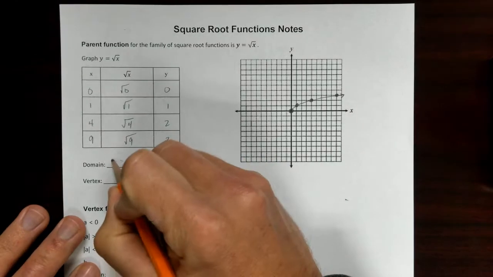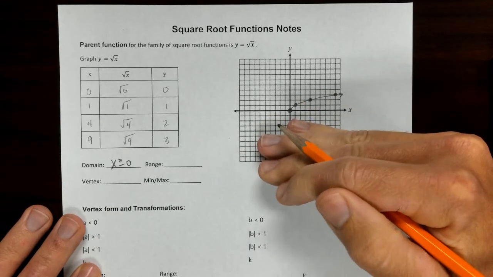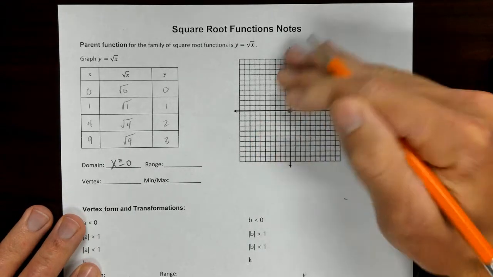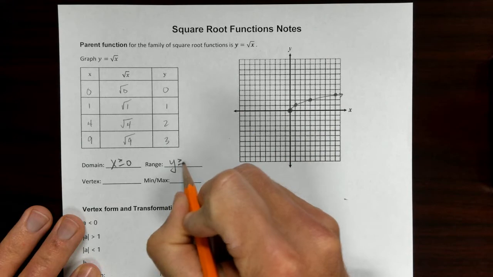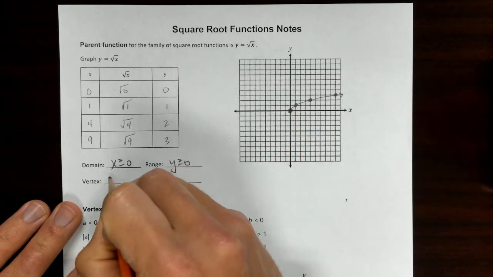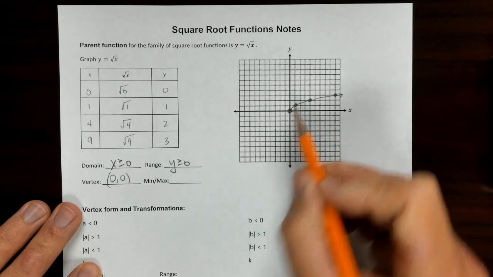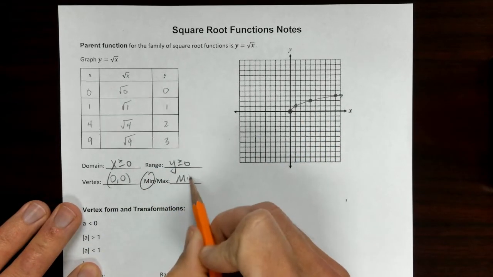So I've got x is greater than or equal to 0. Now the range is the y values. The range starts at 0 and also goes to infinity. So we say y is greater than or equal to 0. My vertex is at 0, 0. Okay, and then is that a minimum or a maximum? That's the lowest point on the graph, so that is a minimum.